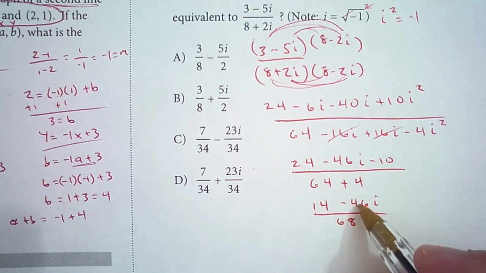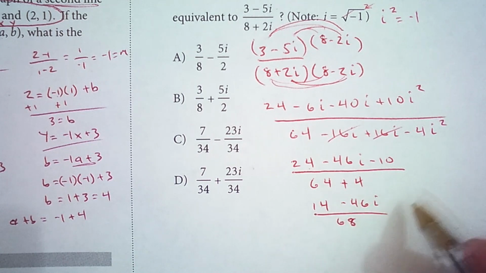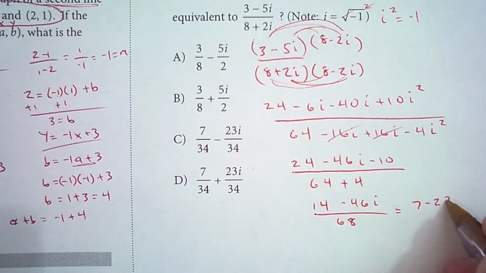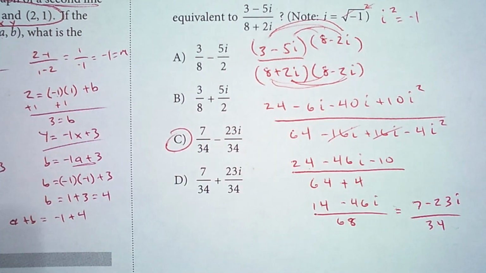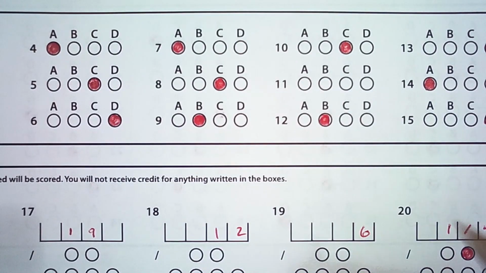2 happens to go into all three of these terms, so I'm going to divide all three terms by 2, and I get (7 minus 23i) all over 34. Now this can be split into 7 over 34 minus 23i over 34, and that matches option C. So for number 11, we are choosing option C.